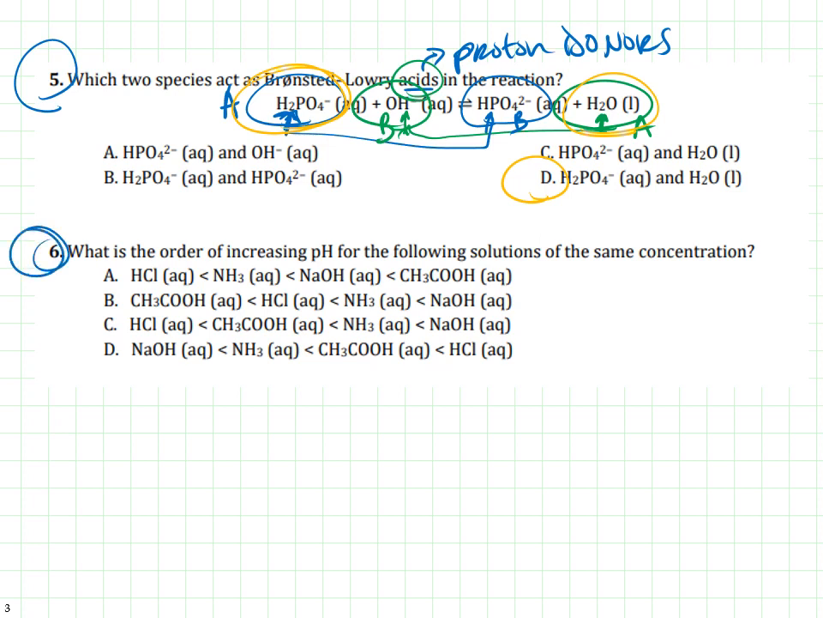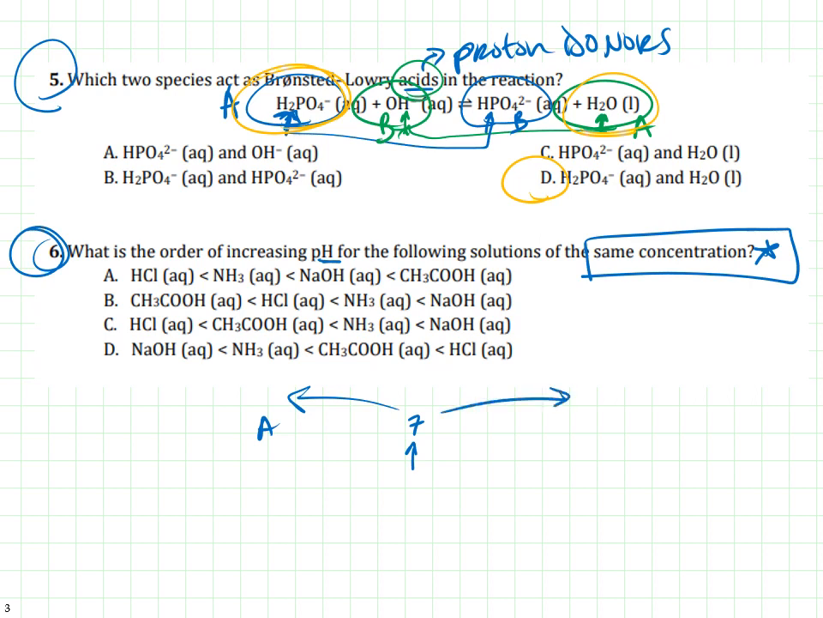Question number 6, order of increasing pH for the following solutions at the same concentration. So this is important, same concentration. Remember that pH of 7 is neutral. The further away we get from 7 under 7, the stronger the acid. And the further away we get from 7 over 7, the stronger the base. Or it could also be more concentrated, less concentrated, but it tells us that we've got the same concentration. So we really just care about strength of our acids, strength of our bases.